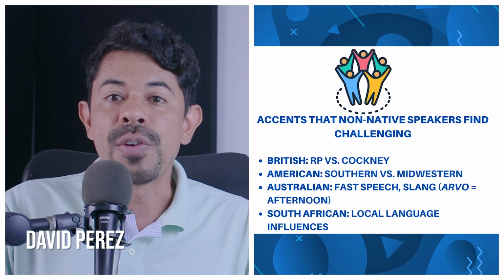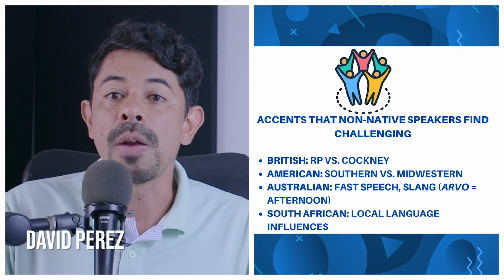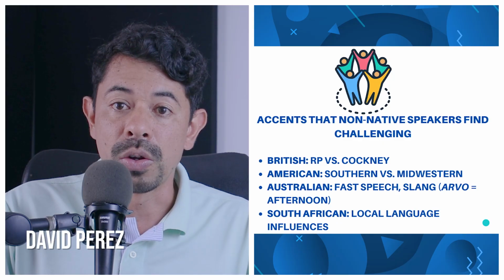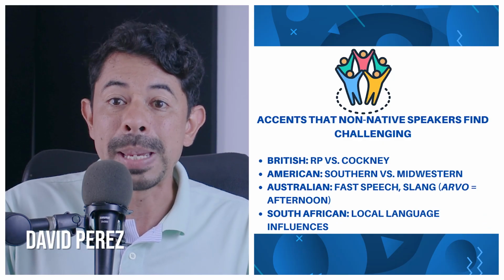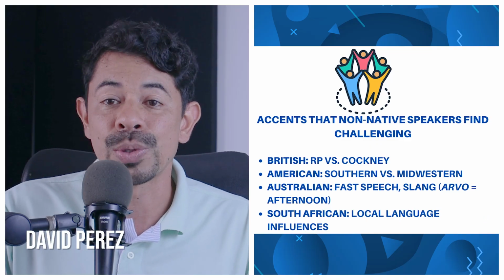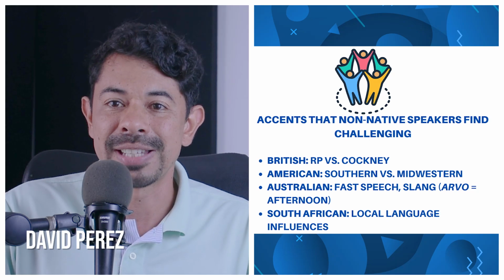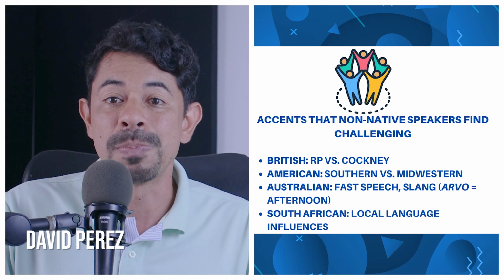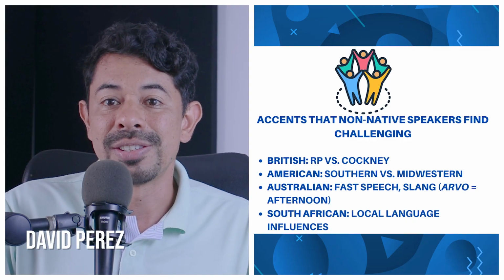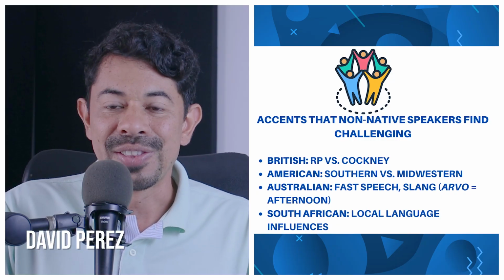A few examples. In British English, we have the RP, or received pronunciation, which is what you're going to hear on news shows, for example, like the BBC. They're going to use received pronunciation, but this is not a natural accent. This is a trained accent. People have practiced, have taken courses, classes to speak like this. This is not natural.